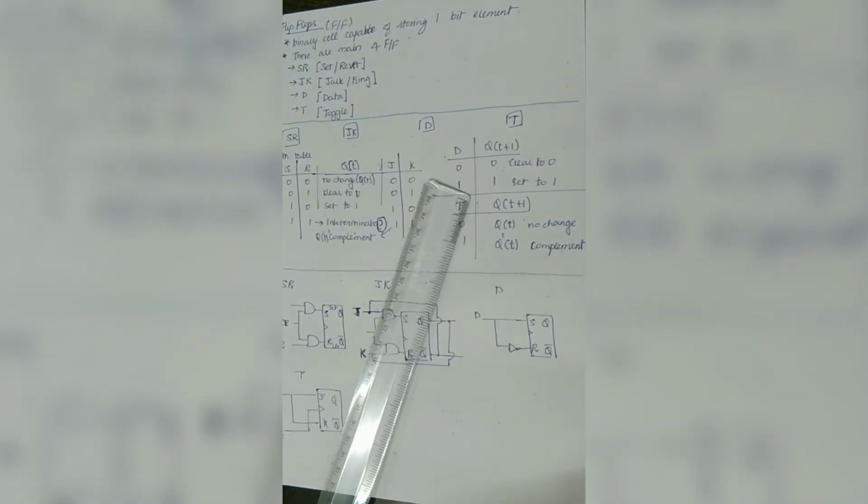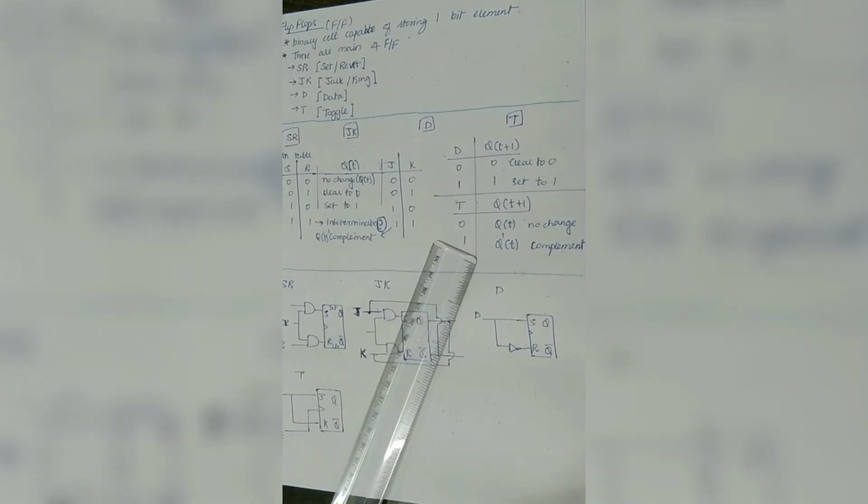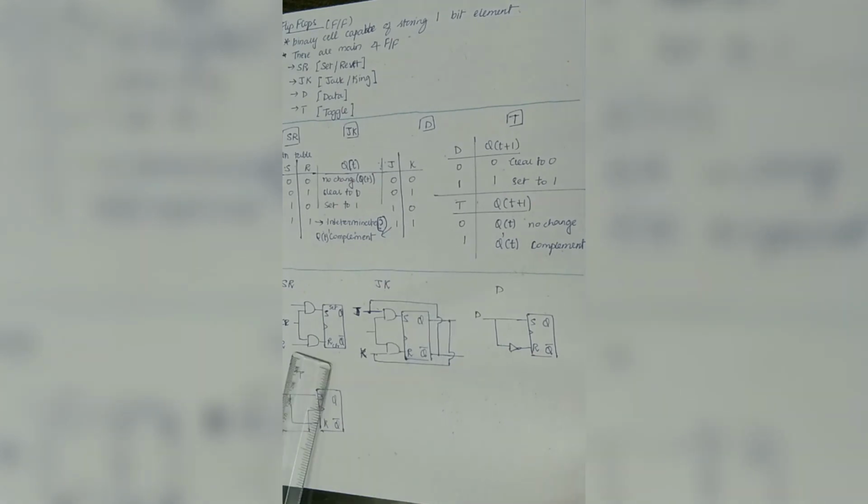In case of D flip-flop, when the input is 0, the output clears to 0, and when the input is 1, it sets the output to 1. The toggle flip-flop, when the input is 0, has no change in output, whereas when it is 1, the output is complemented. You can infer from the flip-flop diagrams given below: SR, JK, D and T flip-flops.